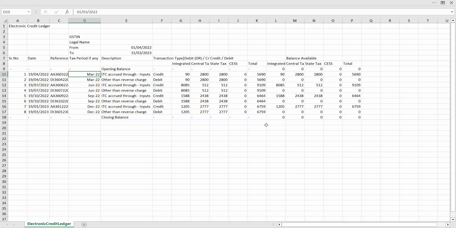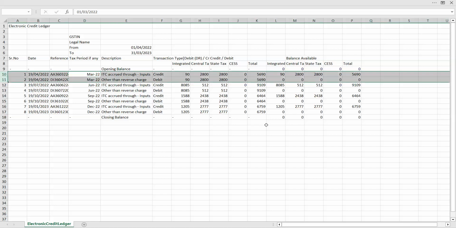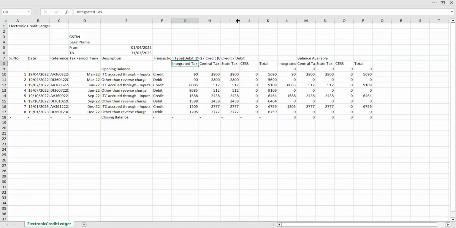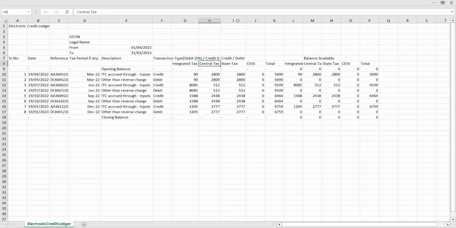So now if you see these two entries, as told you, these two entries will not come in this. We would have already entered this in the March 22 Tally, right? So now our first entry as per the government ledger is June, with the transaction on 19th July. So if you see here, IGST, CGST, SGST, and you see here, this is the balance.